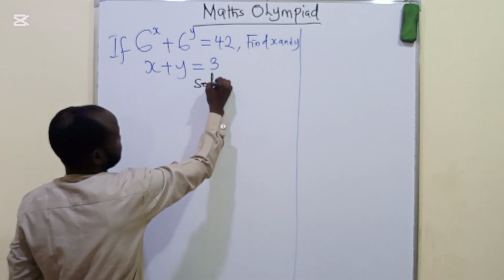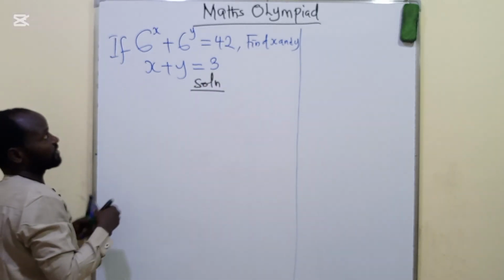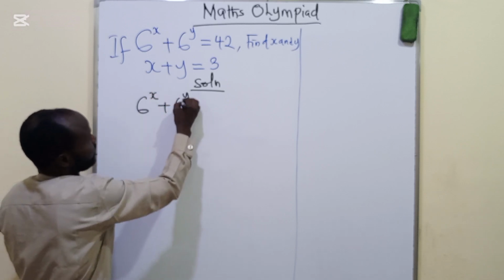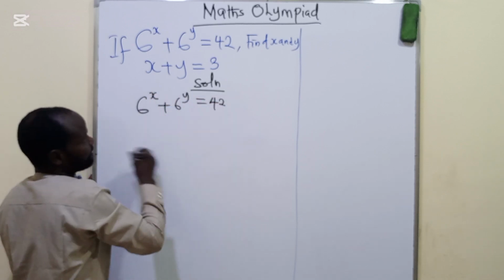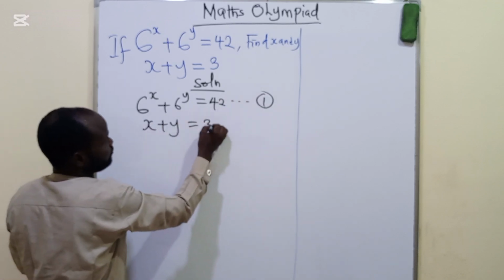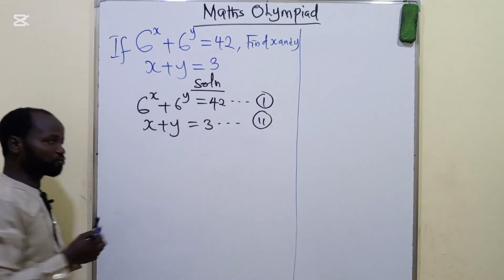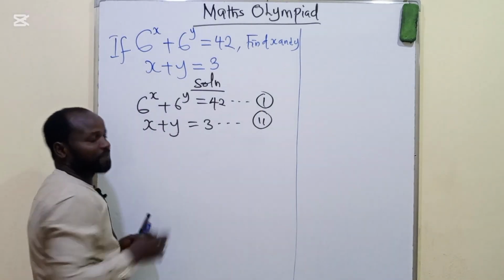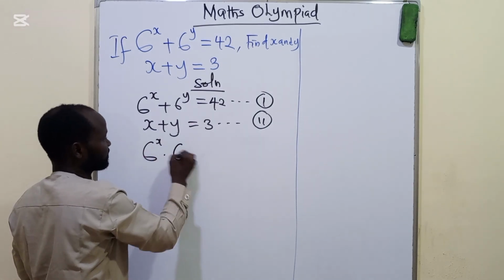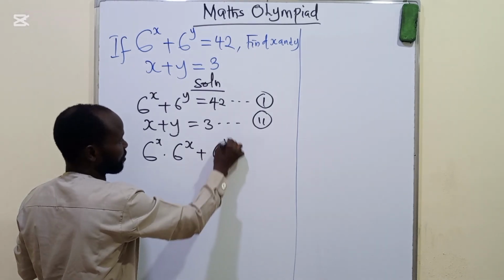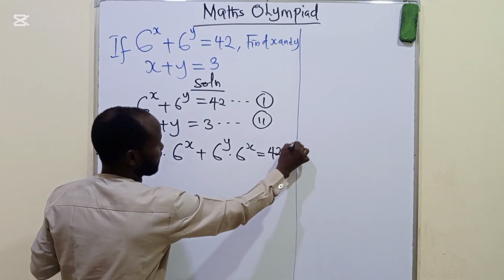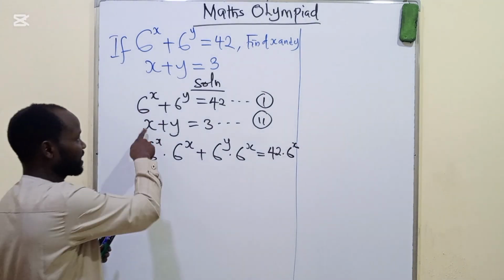Let's write down the solution and see how we can simplify that. First equation is 6 power x plus 6 power y equals 42. This is our equation 1. Then we have x plus y equals 3. This is our equation 2. As I said, let's multiply each term here by 6 power x. That's equation 1. That will be 6 power x times 6 power x plus 6 power y times 6 power x equals 42 times 6 power x. The aim is so that we can have x plus y.